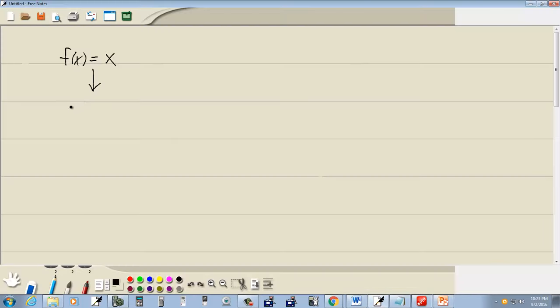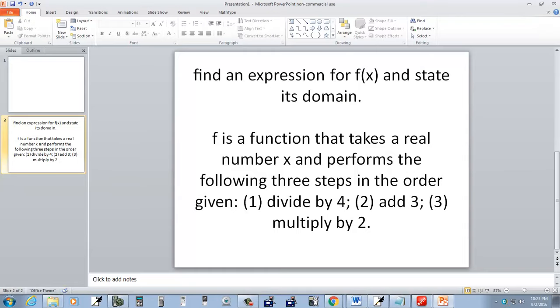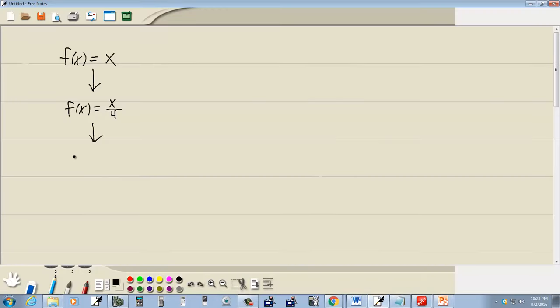Divide by 4. So we got f of x is equal to x divided by 4. So you take whatever's in the previous transformation and you divide by 4. Then we're going to add 3. So that's going to be x over 4 plus 3.